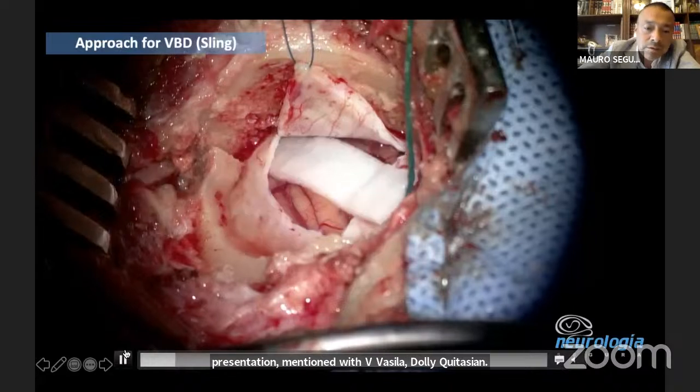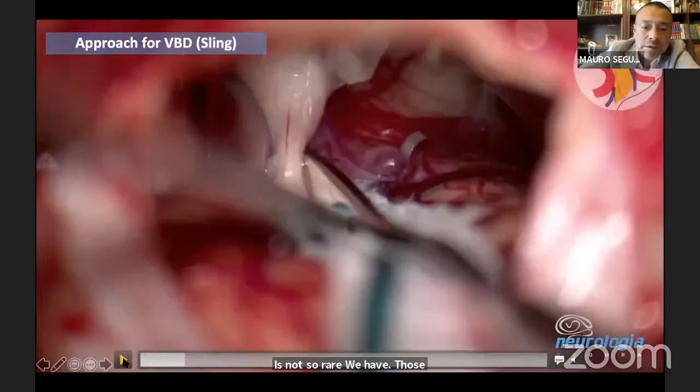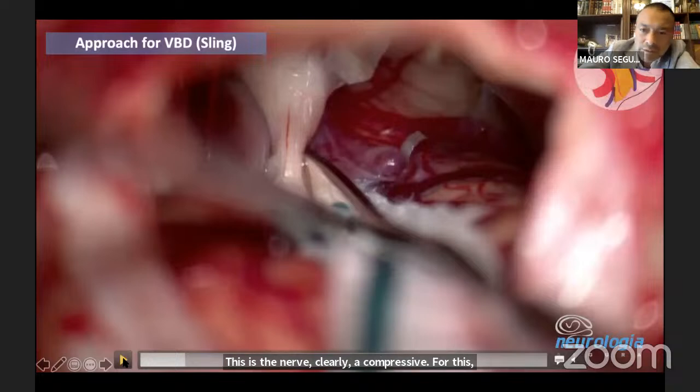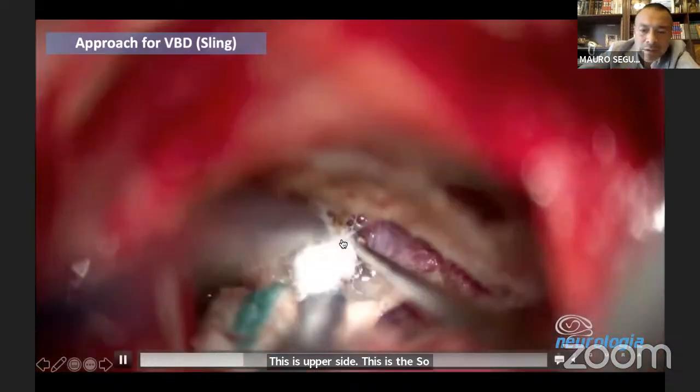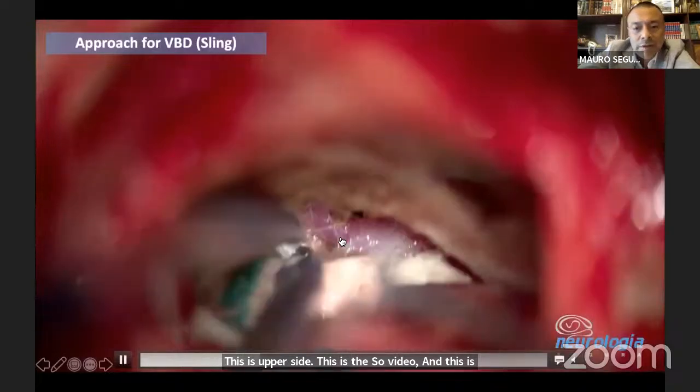We have dozens of patients with this situation. As you can see, this is the nerve clearly compressed. This is the right side. This is the upper side. This is the superior cerebellar artery, and this is the T-flum. But after that, we are going to treat the vertebrovascular dolichoectasia.